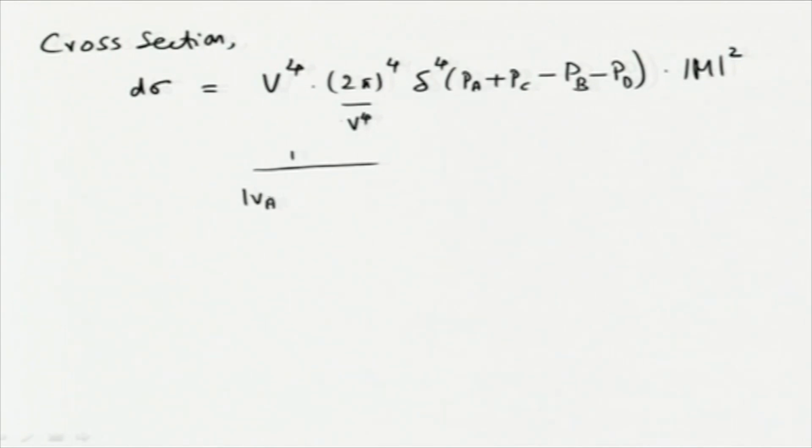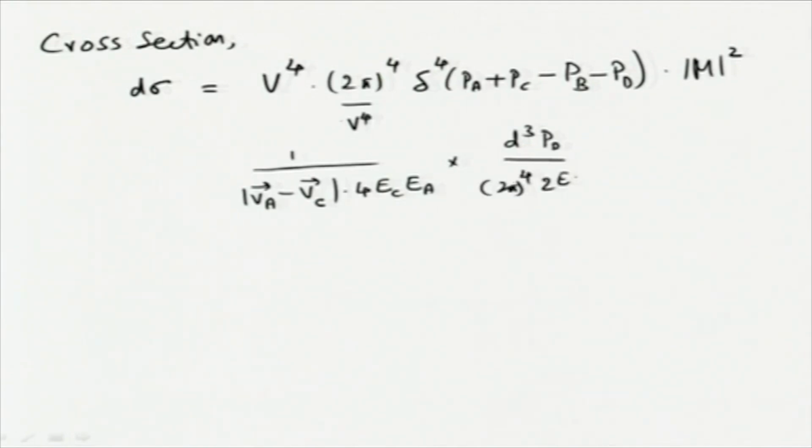These are the 4 momenta, and then you have the invariant amplitude M squared and the flux factor, which is the magnitude of V A minus V C, the relative velocity, times 4 times E C E A. Right. So, this is E C V C. Then the final state available: d 3 P D over 2 pi to the power 3 2 E D, d 3 P B over 2 pi to the power 3 2 E B.